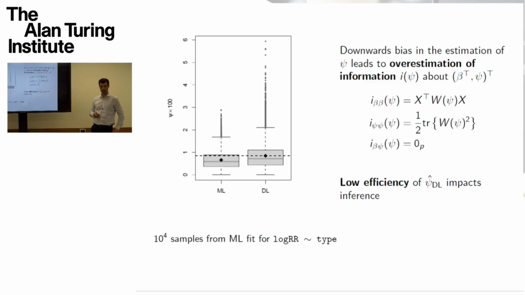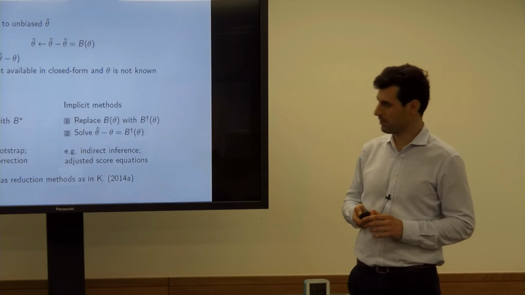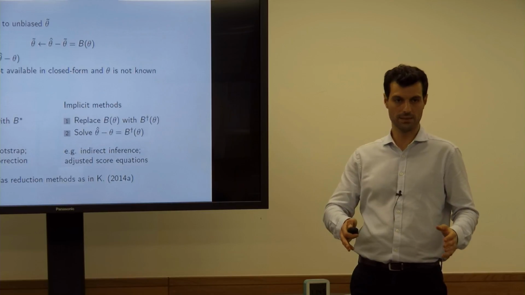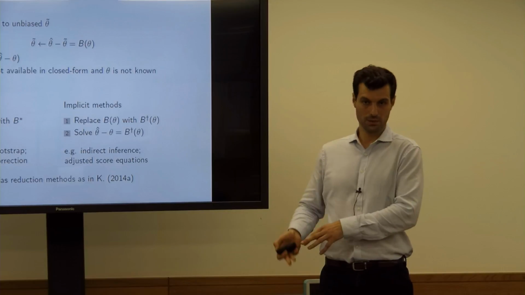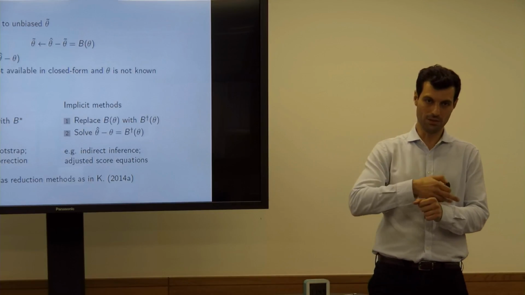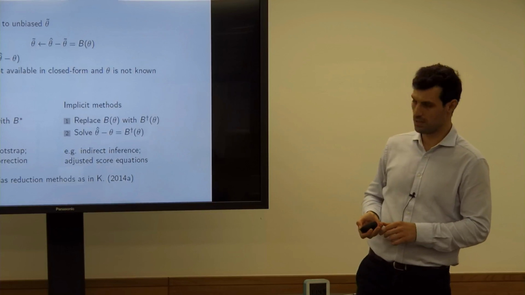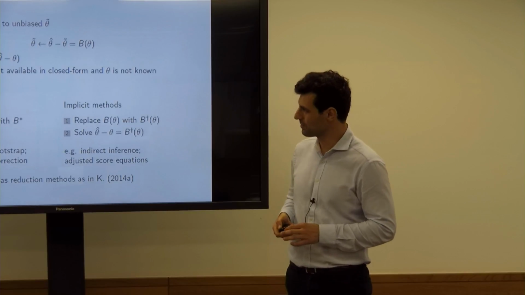So what can we do about that? One way is to try to reduce bias, and this is something that I've been working on for several years now. This is a very general bird's eye view of bias reduction methods. So the task is pretty simple. You have a biased estimator theta hat, and you want to correct for that bias. If you knew the bias function and the true value, you would simply take it off from the original estimator. But you usually don't know the bias function, and typically you don't know the true parameter value, right? Otherwise, there's no point in this discussion.